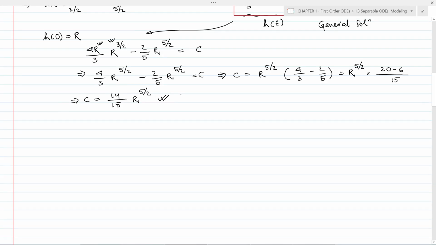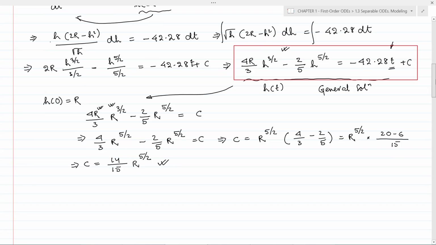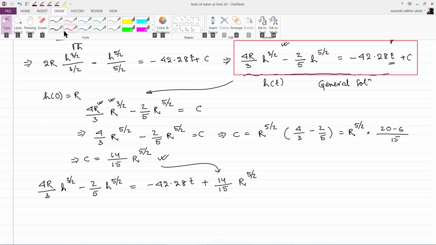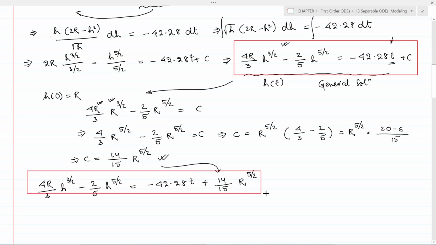This C value we can put in the general solution to get the particular solution, and we write 4r by 3 h to the power 3 by 2 minus 2 by 5 h to the power 5 by 2 equal to minus 42.28 t plus this constant C, which is 14 by 15 r to the power 5 by 2, and this is the particular solution of the differential equation.